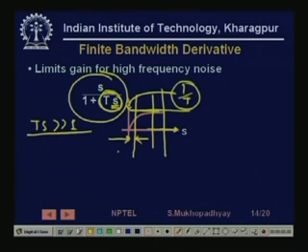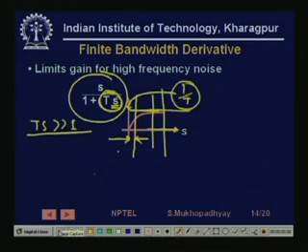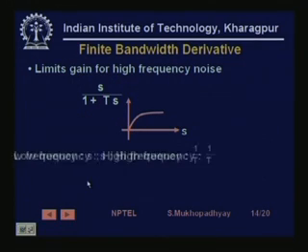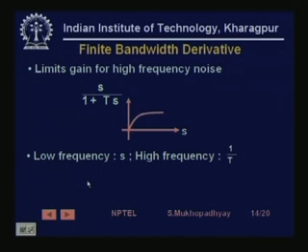So you see that in the lower frequency region we have a derivative, but in the higher frequency region we have a constant gain of 1 by T. So that's how you need to realize your derivative. The idea is that for low frequency it is S, for high frequency it is 1 by T.